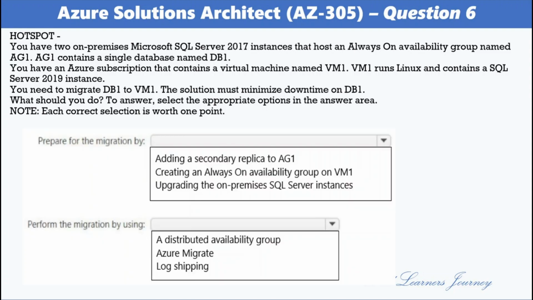What should you do? Prepare for the migration by, options are: adding a secondary replica to AG1, creating an Always On availability group on VM1, upgrading the on-premises SQL Server instances. And the correct option is creating an Always On availability group on VM1. And perform the migration by using, options: a distributed availability group, Azure Migrate, log shipping. Correct option is Azure Migrate.